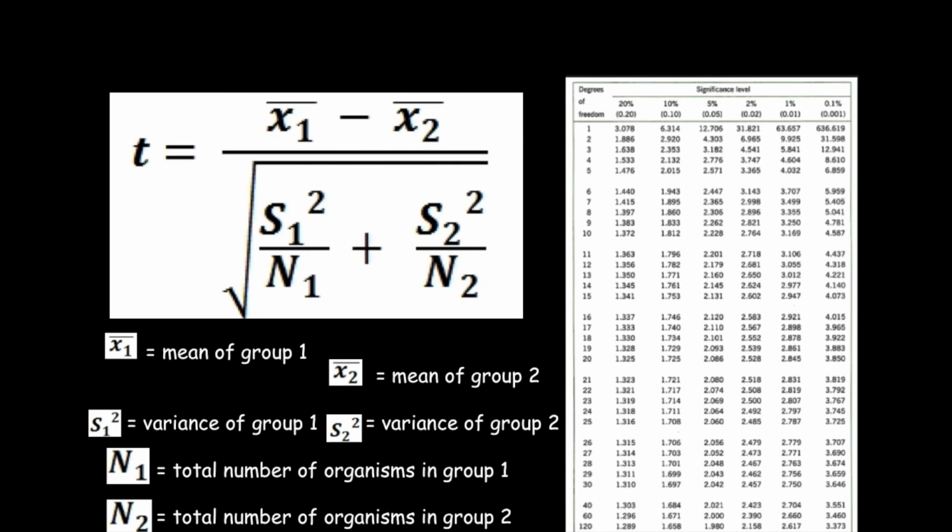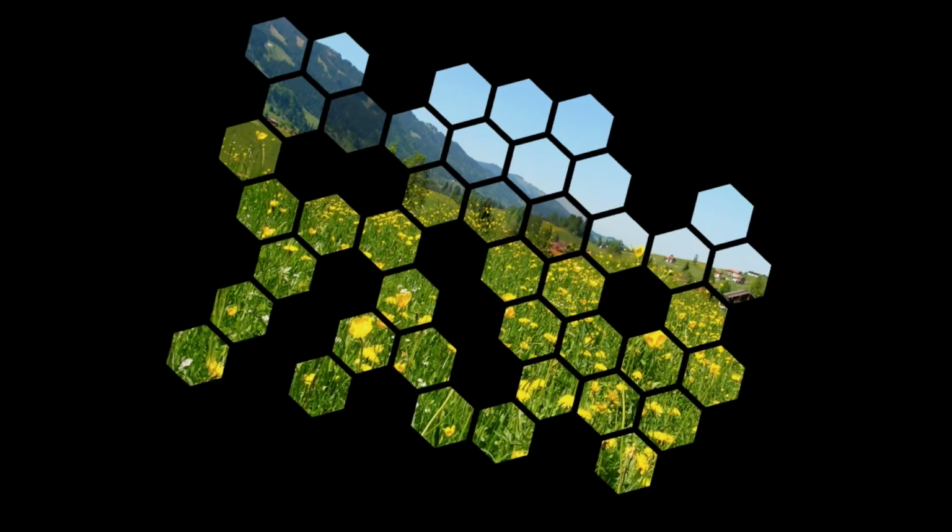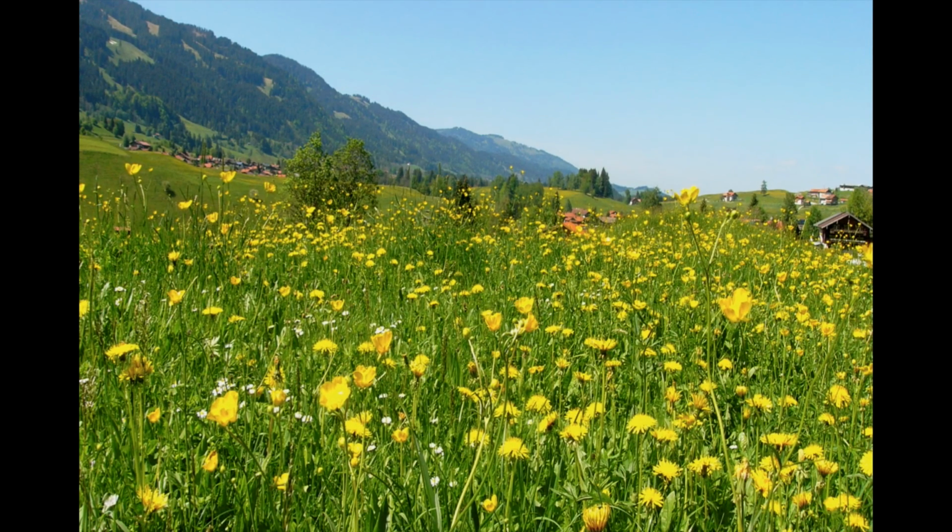Once a value is calculated, it can be compared on a table of significance in order to determine if the difference between the two groups' values is large enough to be significant. This means the difference is large enough that it could not have been caused by chance, and therefore suggests the presence of another factor that is causing the variation.